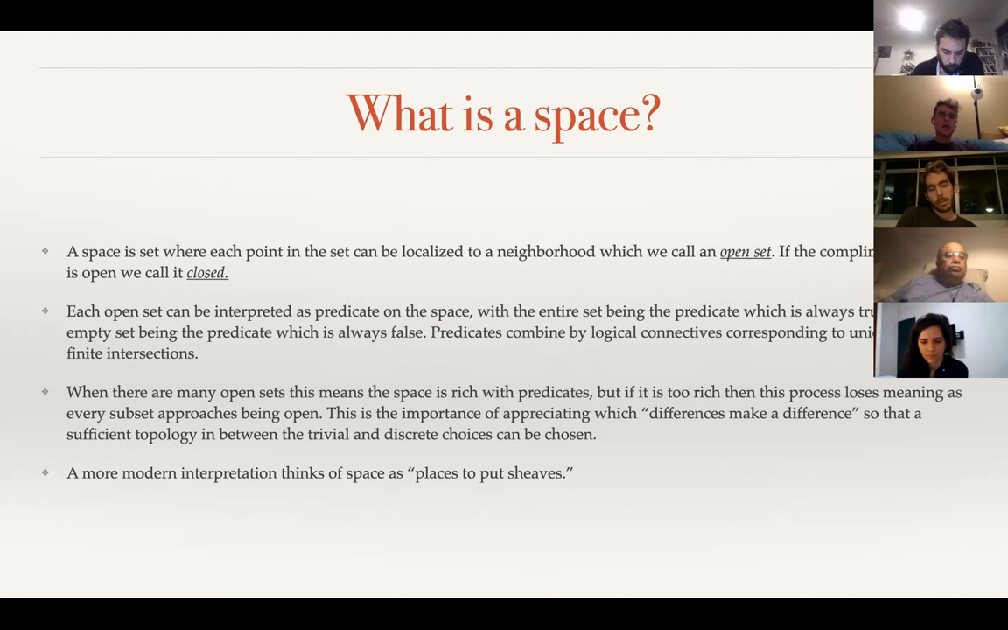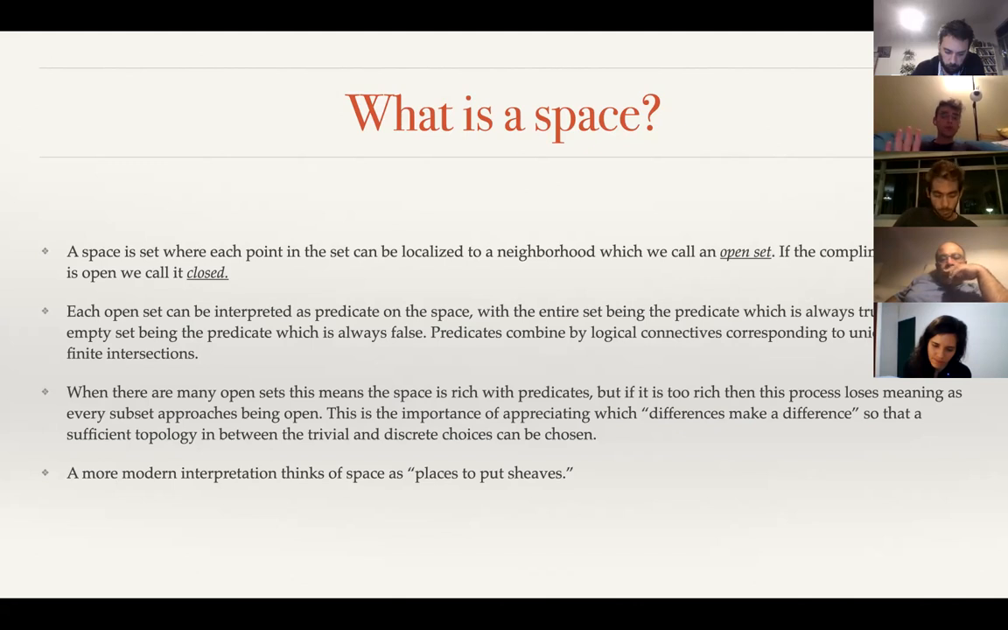So when a space has many of these open sets, we're going to say it's a more fine-grained topology. And when it has fewer, it's going to be more coarse. But it's important to consider that having something more fine-grained is not always better. The extreme of the fine-grained example is where every single set is open, which tells you absolutely nothing. So you have to choose certain things that you're focusing on, certain predicates or certain neighborhoods that make a difference.